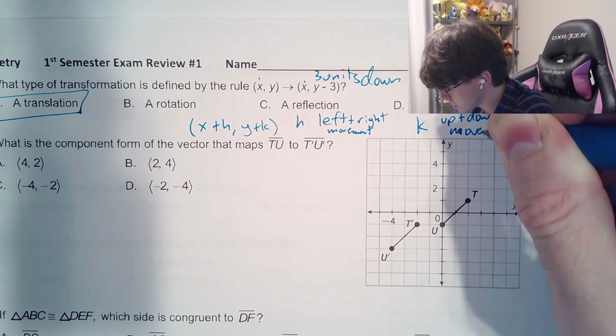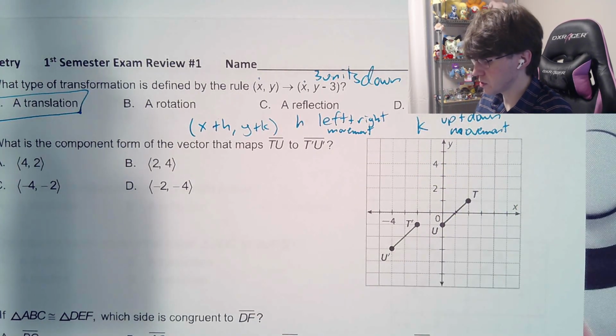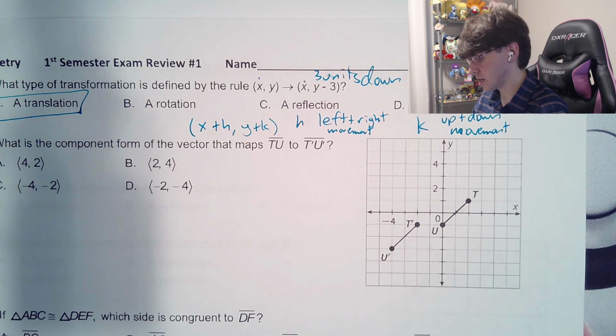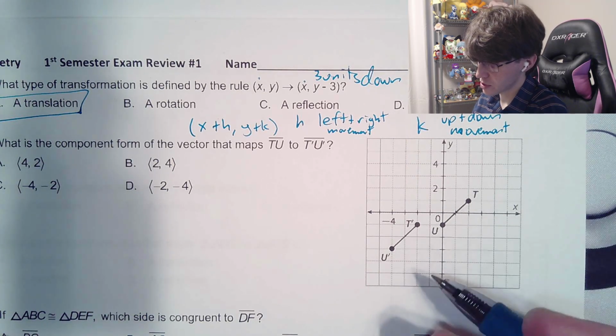And for these particular questions, they do exactly what you expect them to do. A positive on the y is going to move you up. A negative on the y is going to move you down. A positive on the x is going to move you to the right. A negative on the x is going to move you to the left.